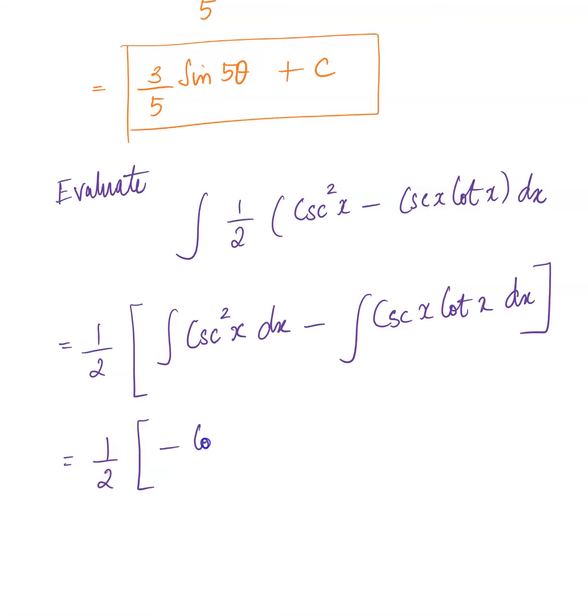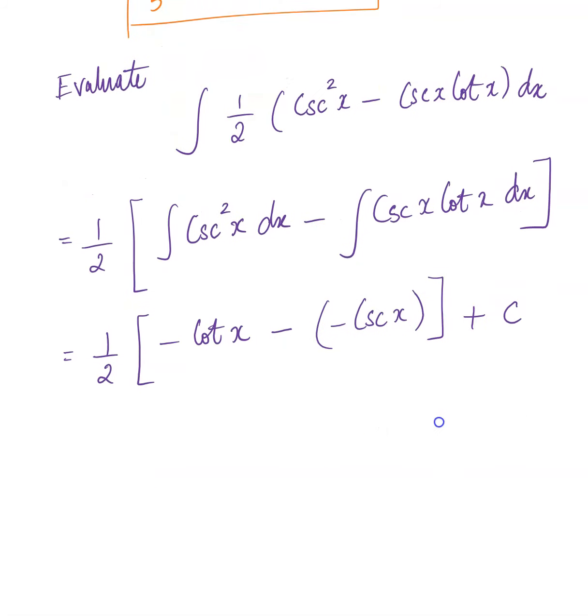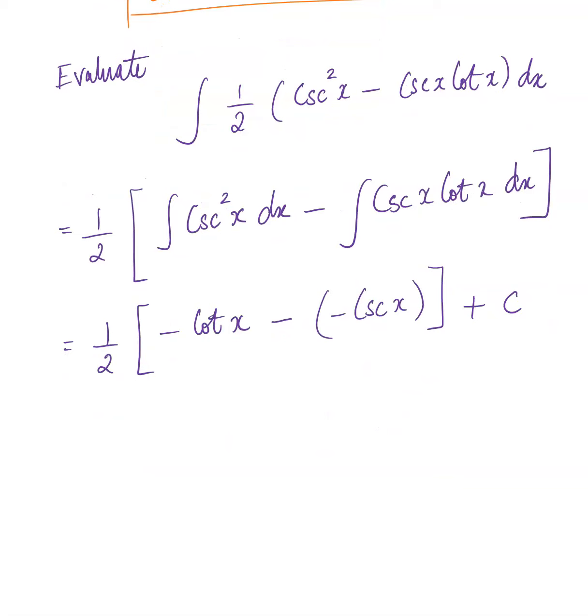That would be negative cotangent x minus the antiderivative of cosecant x cotangent x, which itself is a negative cosecant x. So there is a negative in the expression and there is a negative in the formula. Please watch out for that. And then there is a plus c. That's all happening outside the half times this. So that will be negative cotangent x over 2 plus cosecant x over 2 plus c.